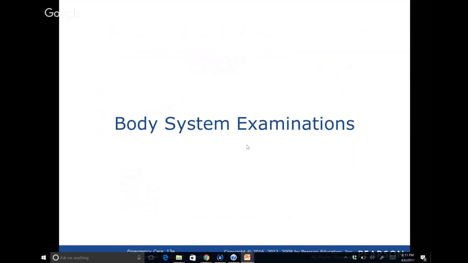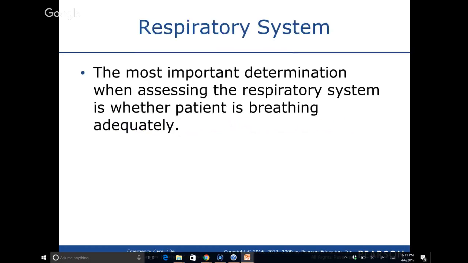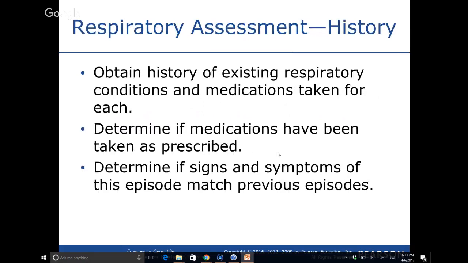Body system examinations. Respiratory system. The most important determination when assessing the respiratory system is whether the patient is breathing adequately. See if they go further into that. Obtain history of existing respiratory conditions and medications taken for each. Determine if medications have been taken as prescribed. Determine if signs and symptoms of the episode match the previous episode.